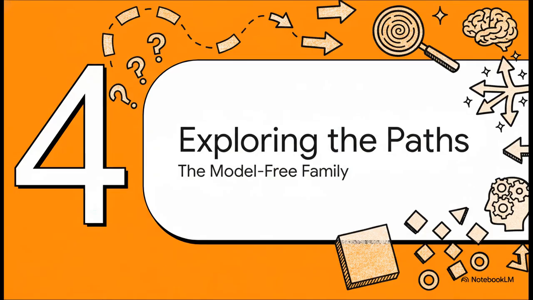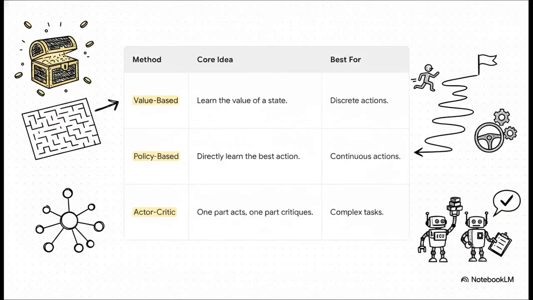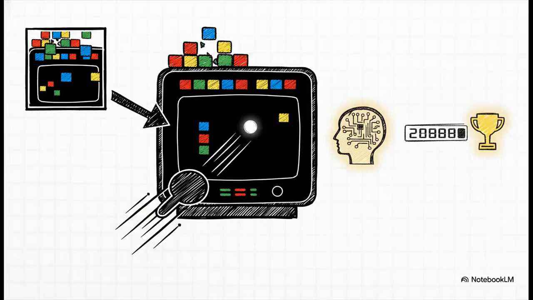It's actually the more common approach, and there are a few different ways an agent can learn without ever building a map. Think of this as a quick cheat sheet for the three main strategies. First, value-based methods. They focus on figuring out exactly how good it is to be in any particular situation. Then you've got policy-based methods, which kind of skip that step and just try to directly learn the best action to take. And finally, actor-critic methods, which are a really clever hybrid. You have one part, the actor, that does things, and another part, the critic, that basically says, hey, that was a good move, or nope, that was a terrible move. Our first deep dive is a true classic from the value-based family, Deep Q Networks, or DQN.